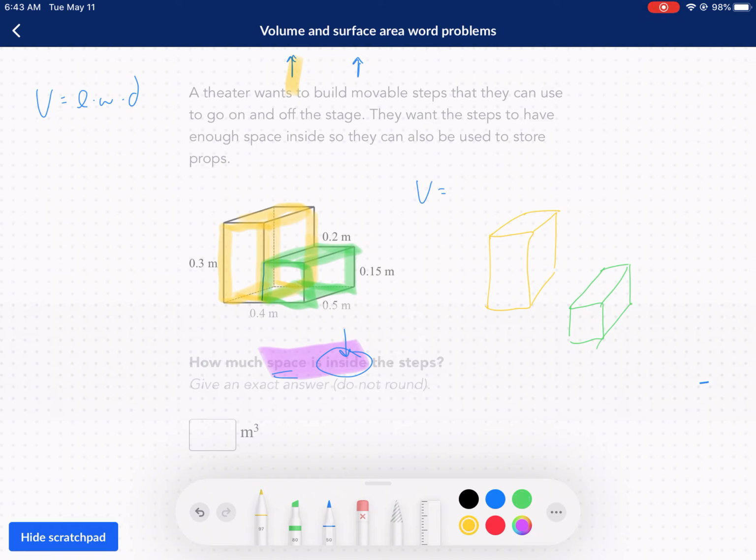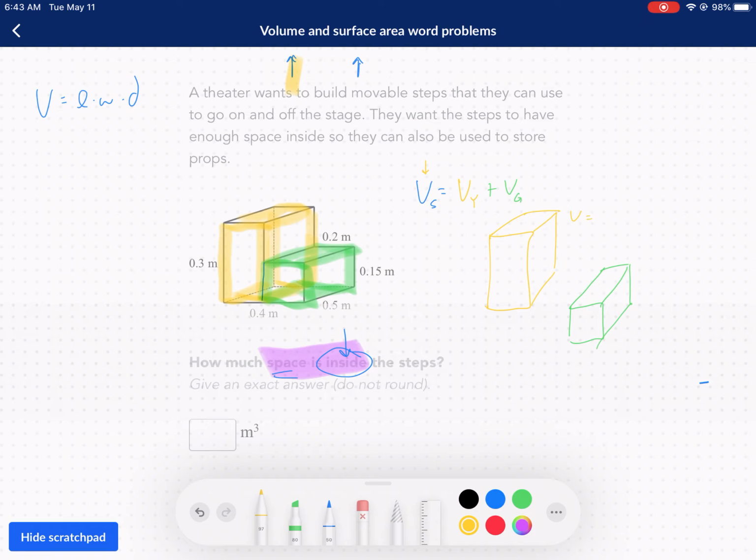So now we're just going to multiply the dimensions for both of these. And for our total volume, that's this V right here. For this V, we're going to do the volume of the yellow plus the volume of the green, and that's going to be the volume of all of it, of the steps. We can call it steps, S. So let's go ahead and find each of these volumes.